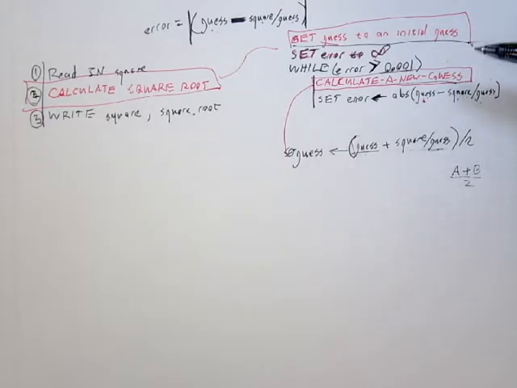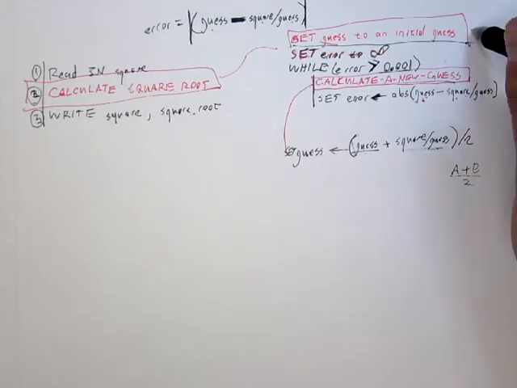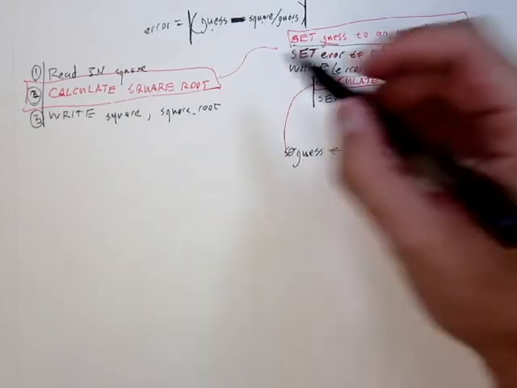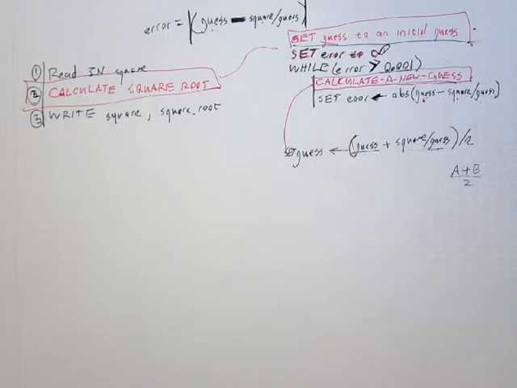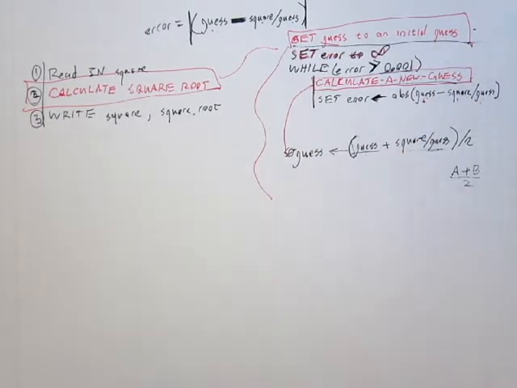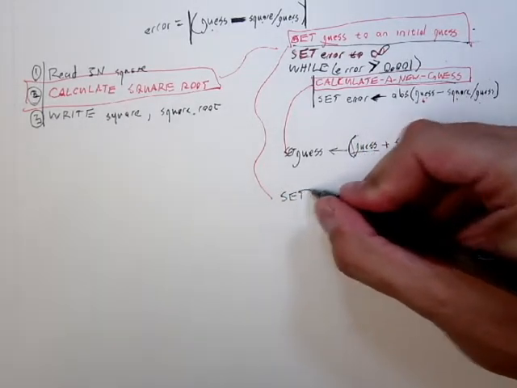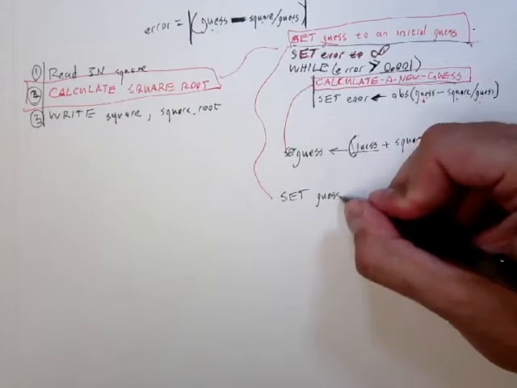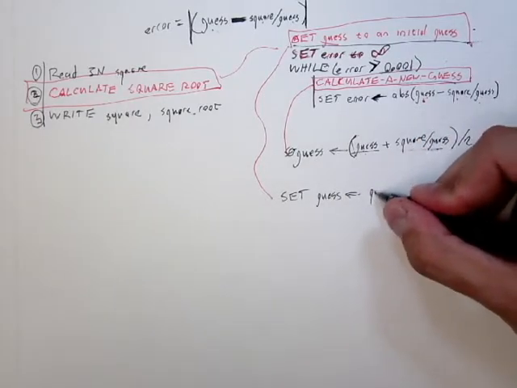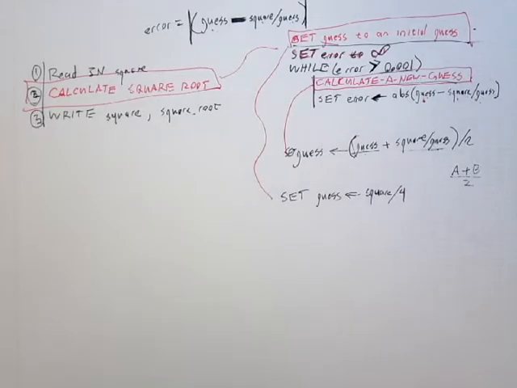So now we've drilled down and we know exactly how to do this. So this is completely specified. We just don't know how to come up with an initial guess. And the cool thing about this method is it doesn't really matter how we do it. So one way that your book comes up with, which is pretty arbitrary, is set guess equal to square divided by 4. Okay. So now we've done it.